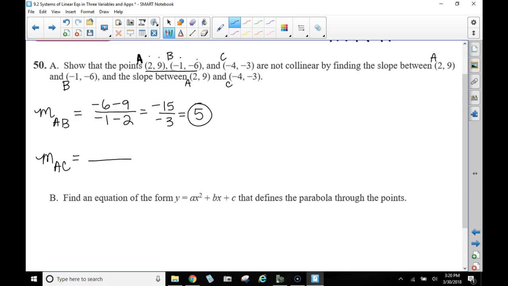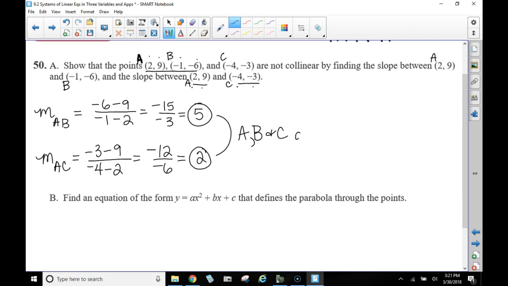The slope of the line that contains points A and C, we're going to go change in y, which is -3 minus 9, over change in x, -4 minus 2. Okay? So that's going to give us -12 over -6. -12 divided by -6 gives us a slope of 2. Those are not equal slopes, so A, B, and C are non-collinear. That just is a fancy word that says not on the same line.